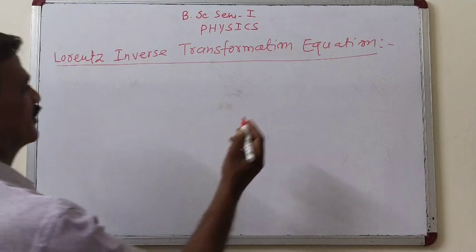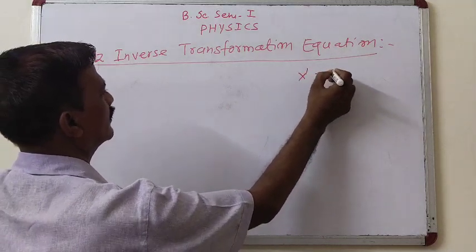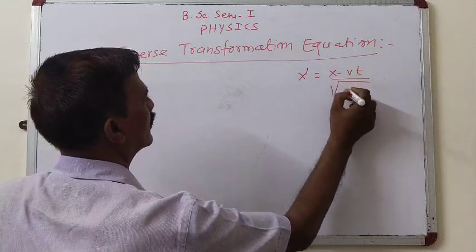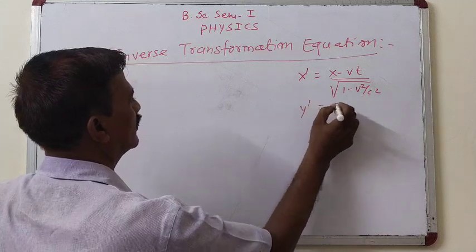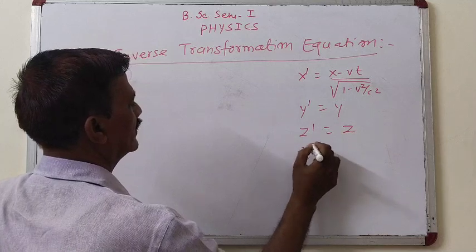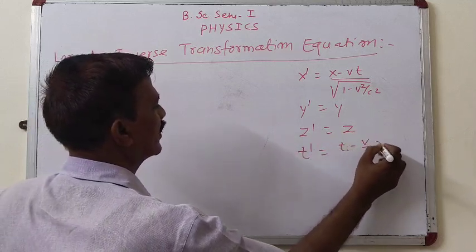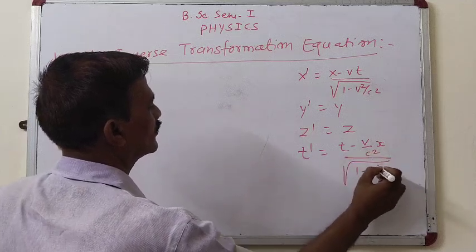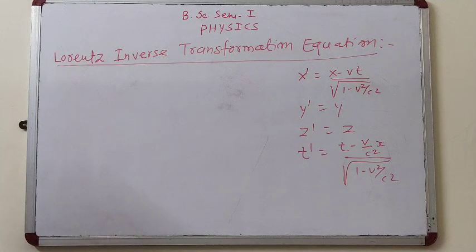The Lorentz transformation equations are: x' equals (x minus vt) by root of 1 minus v square by c square; y' equals y; z' equals z; and t' equals (t minus v x by c square) by root of 1 minus v square by c square. These are the Lorentz transformation equations.